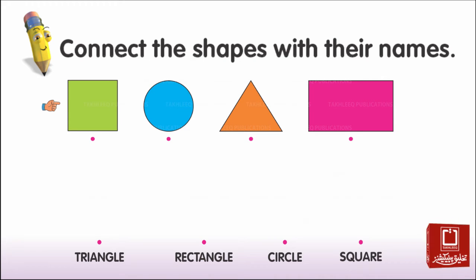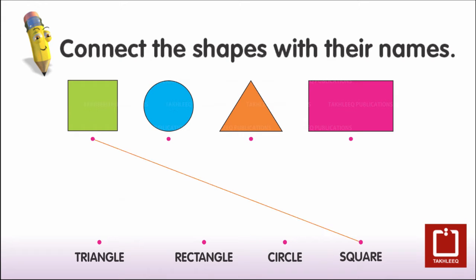This is a square. Now we find out its name from the other side. Triangle, rectangle, circle and square. Yes, this is its name. So we connect them with the help of a line.